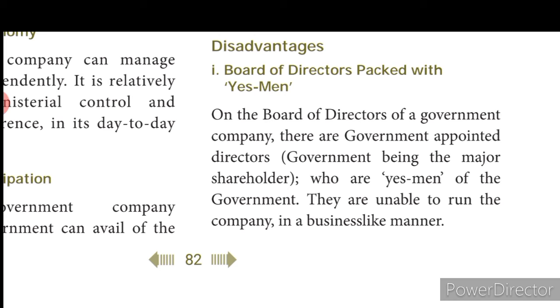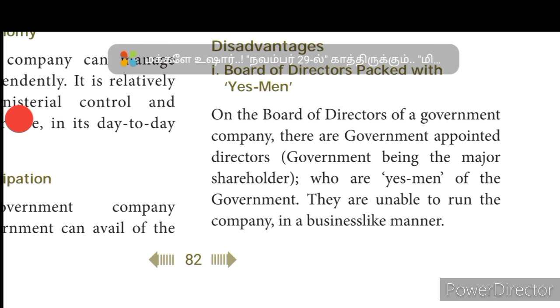Board of directors packed with yes men. What is that? On the board of directors of the government company, there are government appointed directors. Okay, so there are directors who are appointed by the government and who are yes men of the company. Yes men means they are already people who worked in the company, who already have a majority share in the company. Government being the major shareholder, so yes men of the company, and they are unable to run the company in a business like manner.